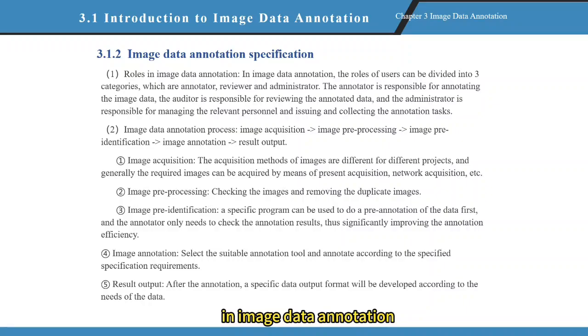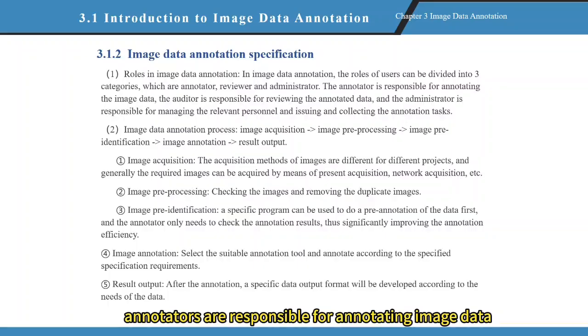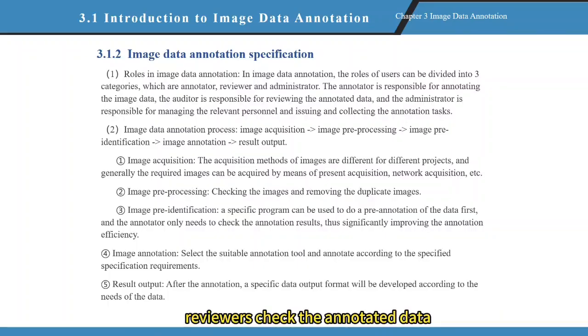In image data annotation, users have 3 roles. Annotators are responsible for annotating image data. Reviewers check the annotated data, and administrators manage relevant personnel, issue, and collect annotation tasks. The image data annotation process consists of several steps.